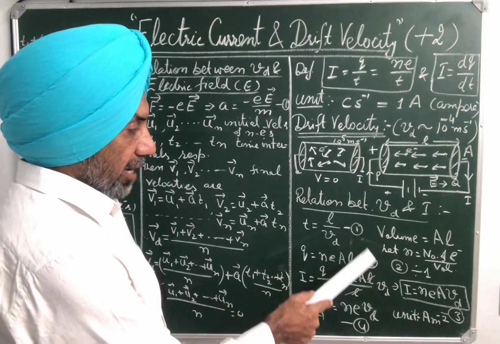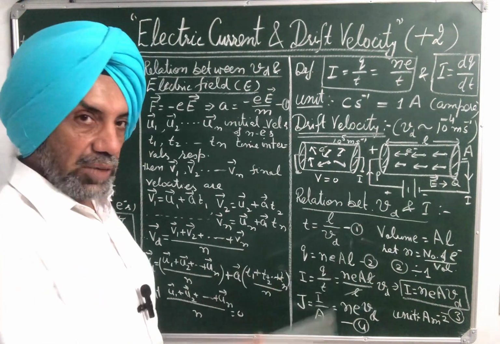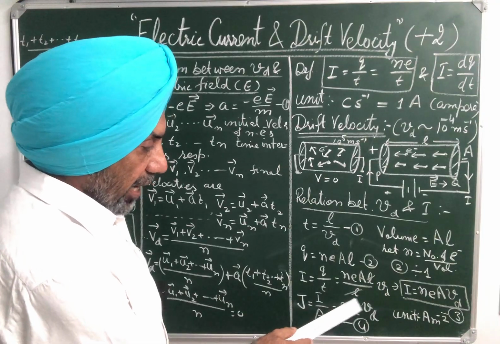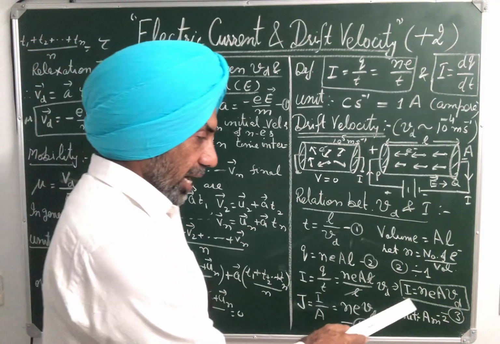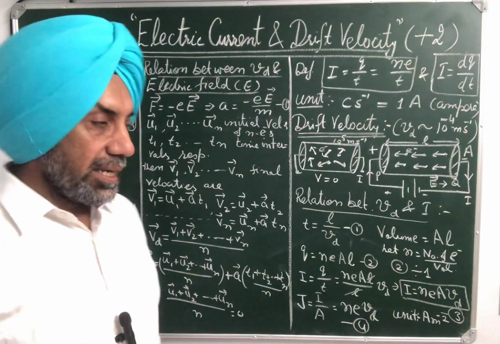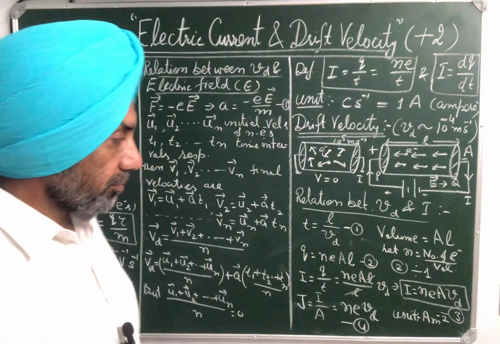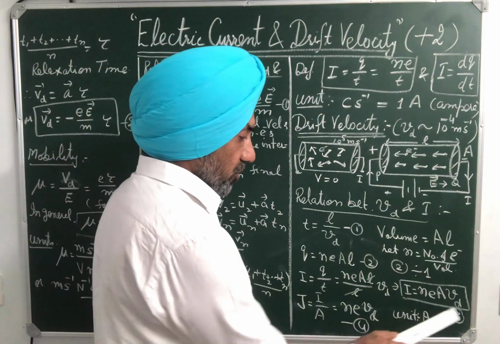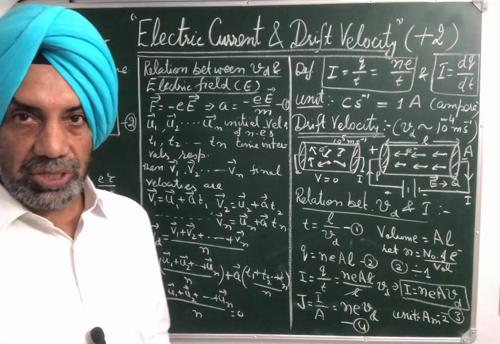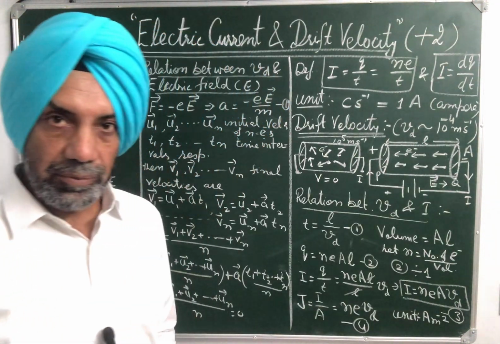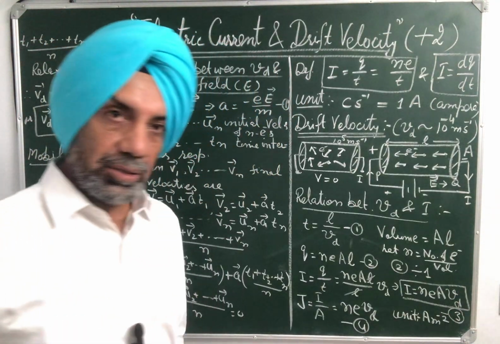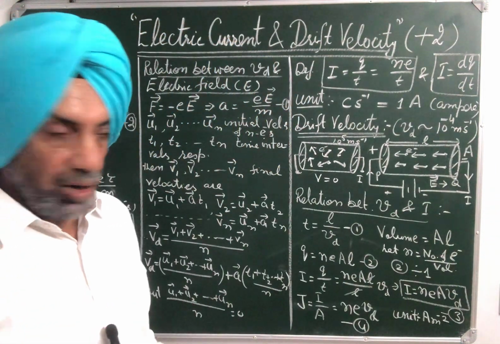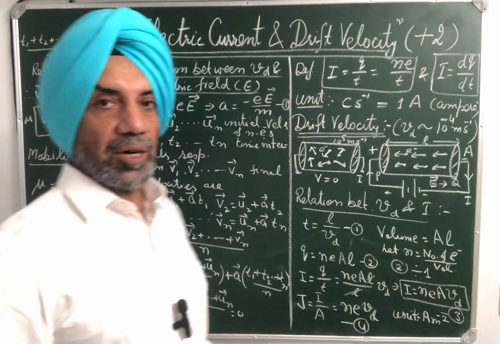So divide second equation by first. So we have Q upon T because we have to find current. So I is equal to Q upon T, that is NeAL upon L. L cancels, or I is equal to NeAVd. I is equal to NeAVd. So which is required expression for electric current and drift velocity, where N is the number of free electrons per unit volume, which is given, e charge upon each electron 1.6 into 10 raised minus 19 coulomb, A area of cross section of the conductor or wire, Vd is the drift velocity of the electrons.